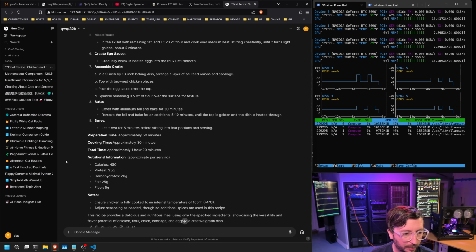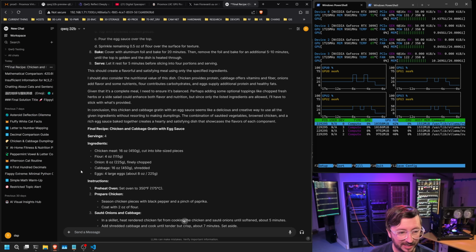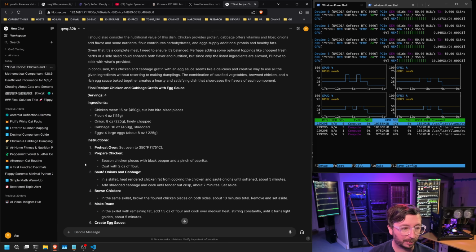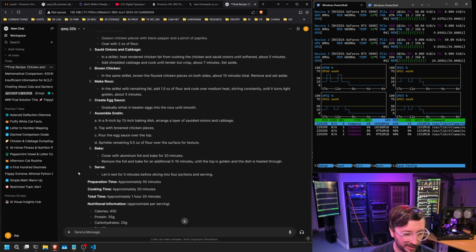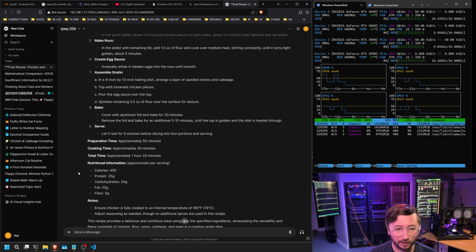At the bottom, it gives us nutritional information. It did appear that it stayed within the chicken, flour, onion, cabbage, and eggs that it had been provided. It did not go outside there. Browning the chicken, sauteing the onion and cabbage, prepping, making the egg sauce and roux, and assembling the gratin, baking, and serving. So this actually looks pretty good. Fairly long, 1 hour and 20 minutes. Never made it myself. So you tell me in the comments below if you think that is actually in the realm of possibilities for how long it would take.